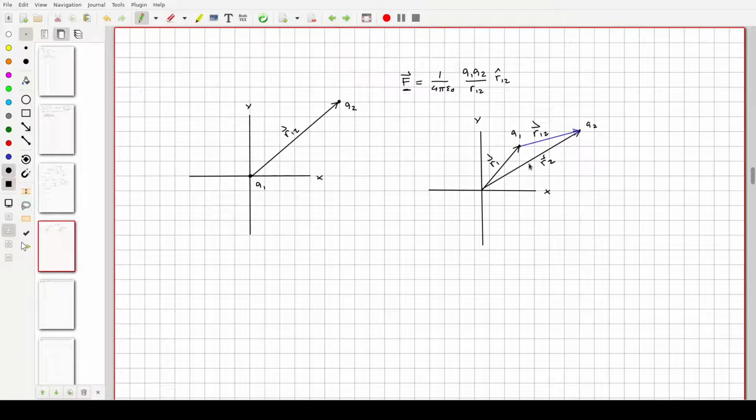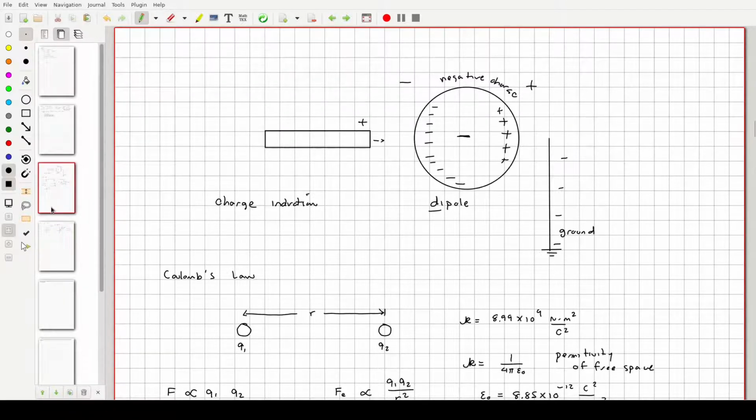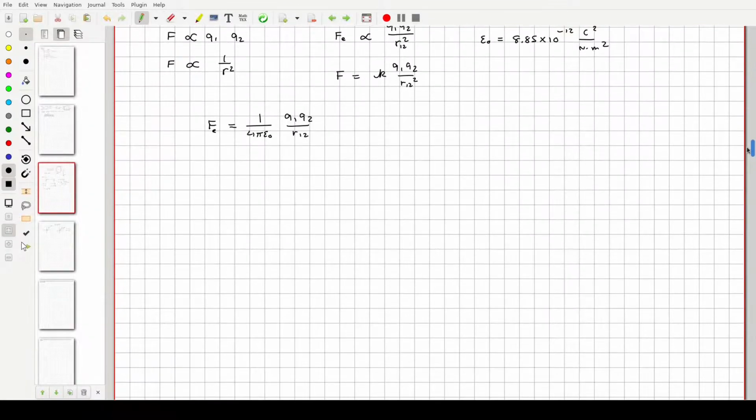Now, if you remember vector addition, this plus this is equal to this. So R12 is equal to R2 minus R1. Many times you see this written that way as well. This is squared, by the way. I want to make sure I squared it over here. Nope, sorry about that. That's squared.